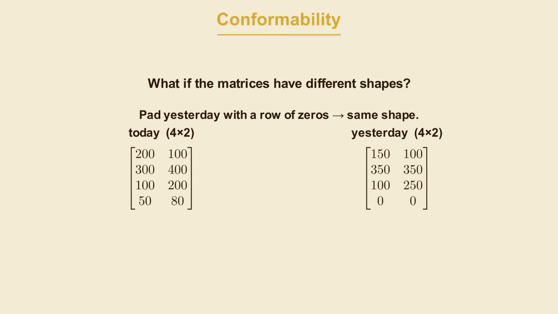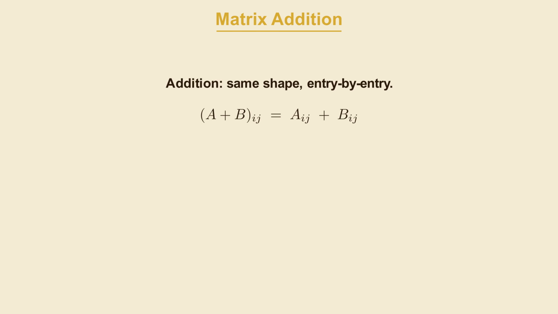We can take yesterday's matrix and add a row of zeros to the bottom to make it a 4 by 2 matrix. This is effectively saying that neither of the funds held the fourth asset yesterday, and it allows us to now do the subtraction. But without making sure that both our matrices are the same size, there would be no way to do the subtraction. So that's subtraction.